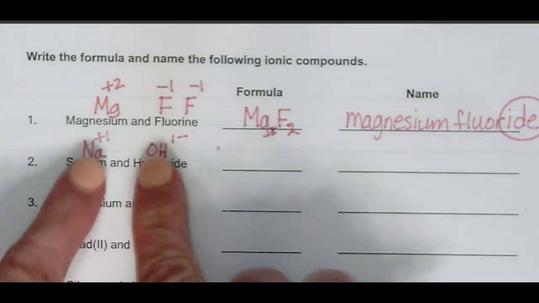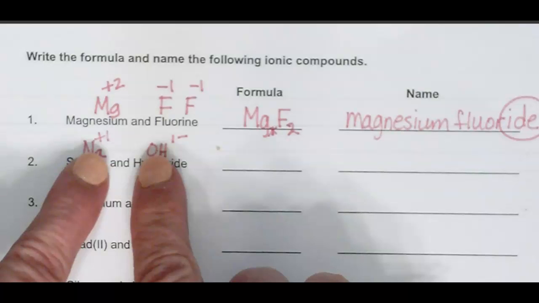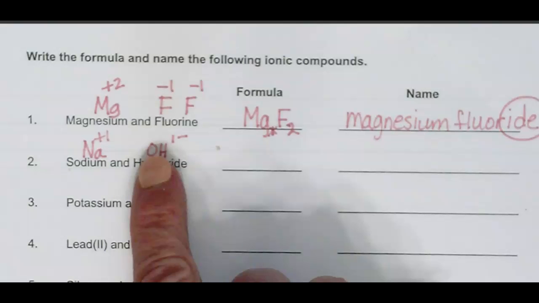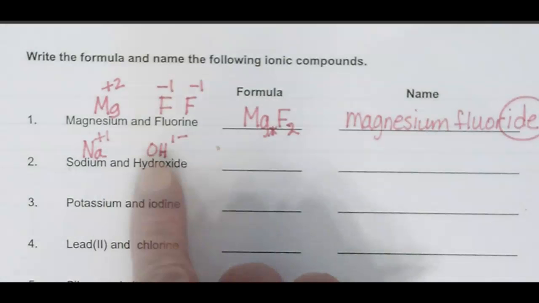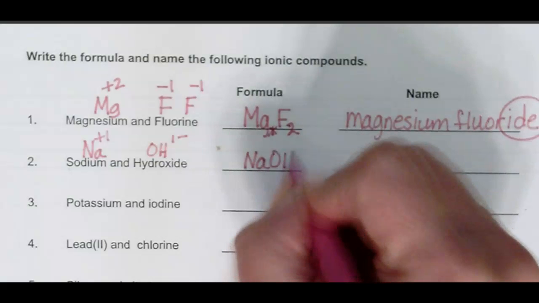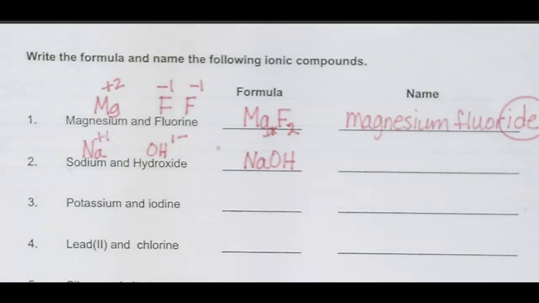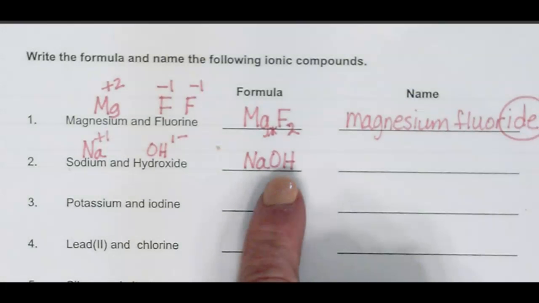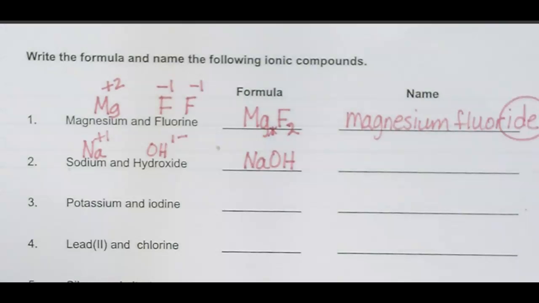Again, when I look at my charges, I have a +1 and a -1. So that is going to become 0. Therefore, I just need one of each. So I come over here and write NaOH. Now, guys, some of you are putting parentheses around the OH. If you only need one, do not put parentheses.